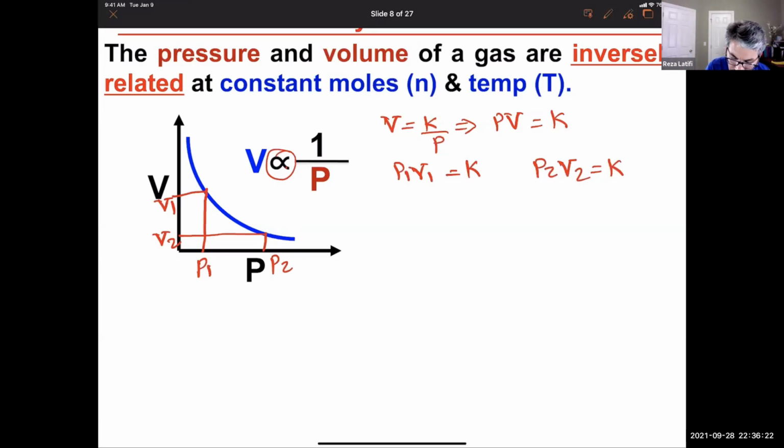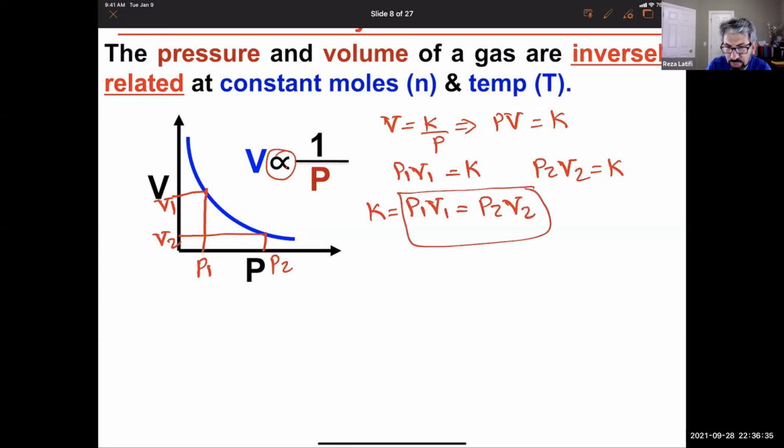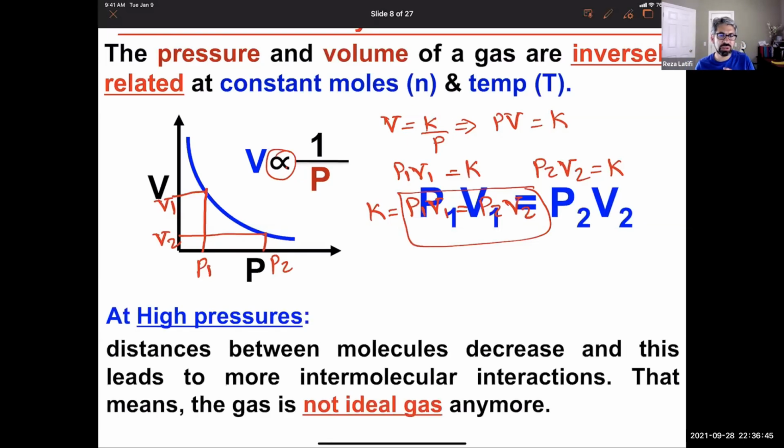Right sides are equal to K. Then the left side needs to be equal. So that means P1 V1 is going to be equal to K, and is equal to P2 V2. So this is going to be your formula, and we write it here: P1 V1 is equal to P2 V2. This formula will be valid to some extent.